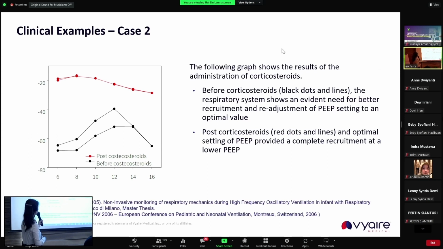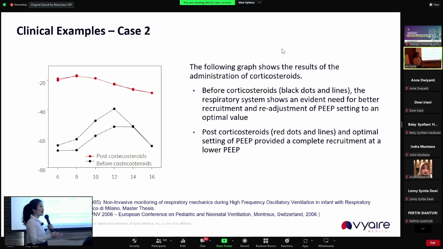So you can see that for this graph here, what do you think is the best PEEP that we can set for the patient? 8, right? Yeah. So just now, the best PEEP before recruitment and also before steroids is 12. And then after we give steroids and do some recruitment for them, the best PEEP that we can set for the patient is now 8.